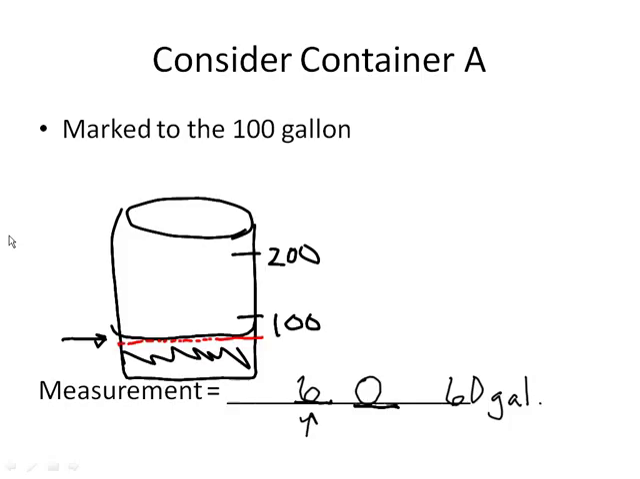Notice I've got my unit there so that we know what volume we're talking about. So if we were using container A, we would say I've guessed in the 10 spot and I've used a placeholder in the 1 spot. So the uncertainty in this measurement would be plus or minus... where did I guess? Well, I guessed in the 10 spot. So that means my uncertainty is plus or minus 10 gallons.